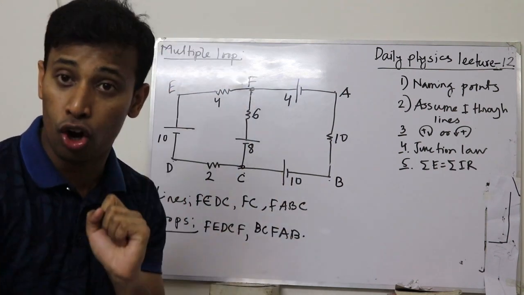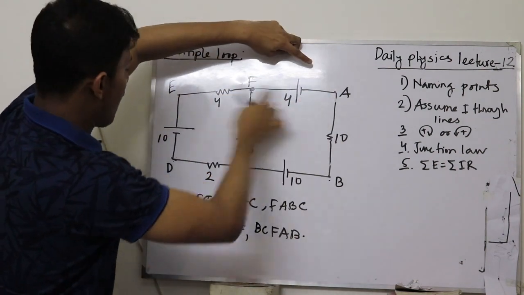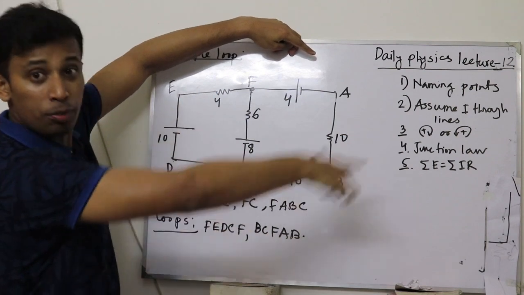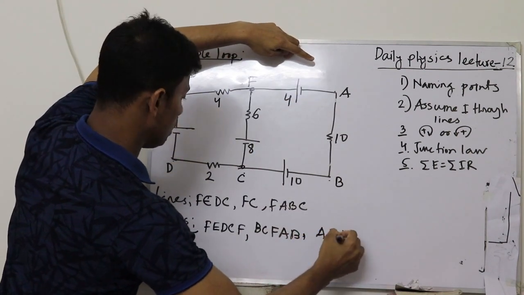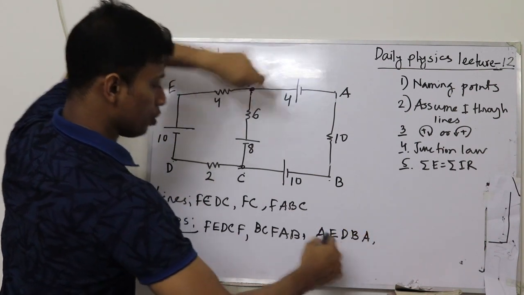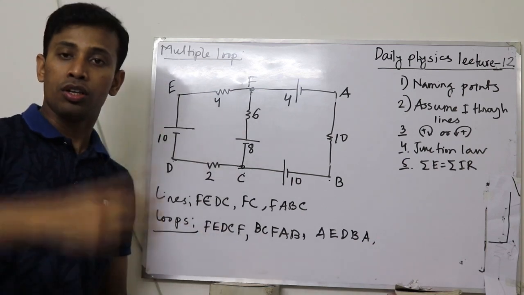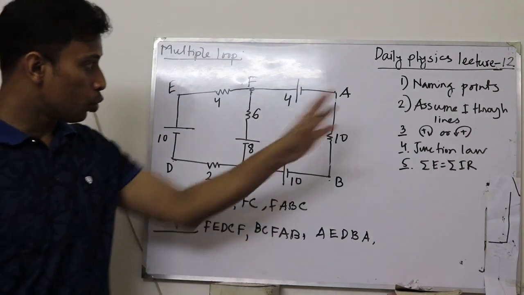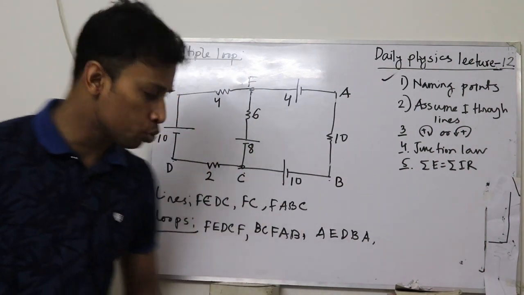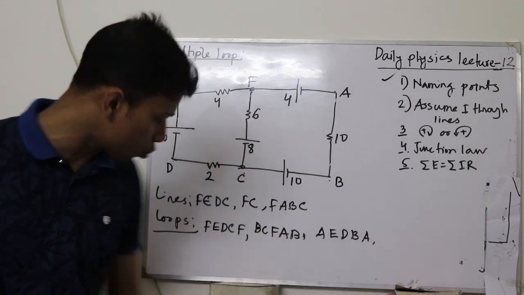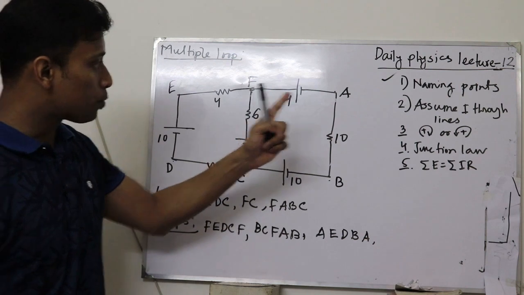There is one more loop, and that is the whole outer loop: A, E, D, B, A. That means the large loop, A to A. So 3 loops. We are done with naming points. We know the names of the points, the lines, the junctions and the loops. So let's move on to step 2.